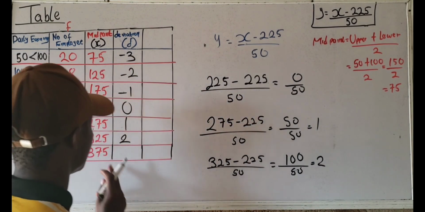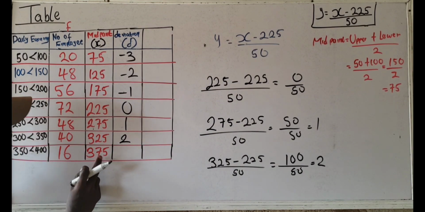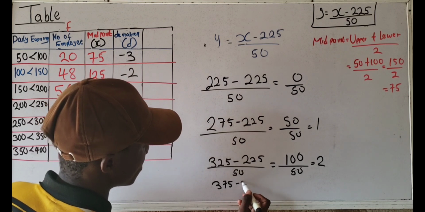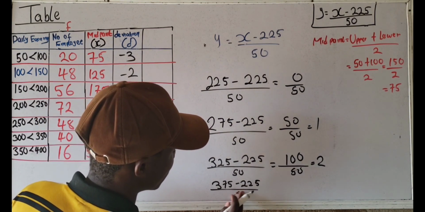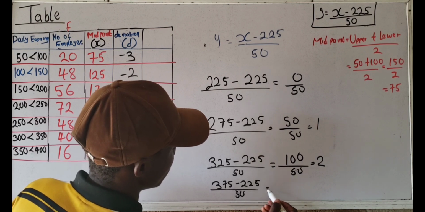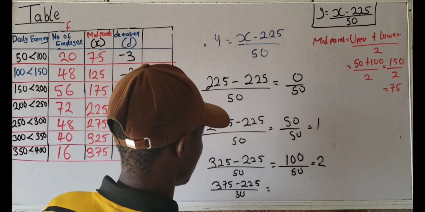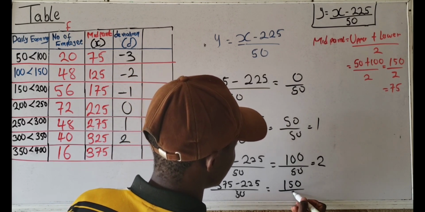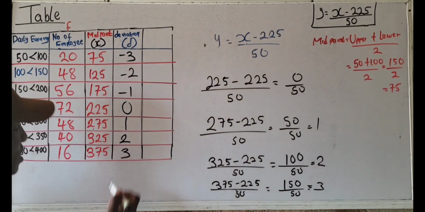And for the last cells, which is 3, for these cells, I'm going to replace x as 375. So I'm going to have 375 minus 225 all over 50. What's the answer? That will be 150. Sorry, 150 all over 50 equals 3. Okay. So the answer for this will be 3.